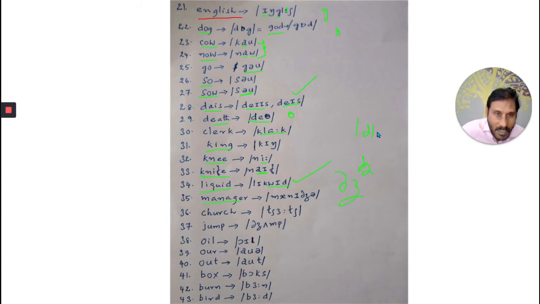When you bend it, when there is a curve in D and there is a horizontal line, that is a different sound. Got my point? There is a difference between the two. Okay, don't get confused. And another interesting word, church.